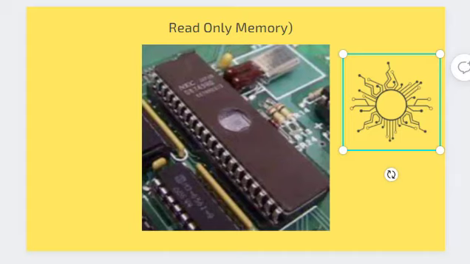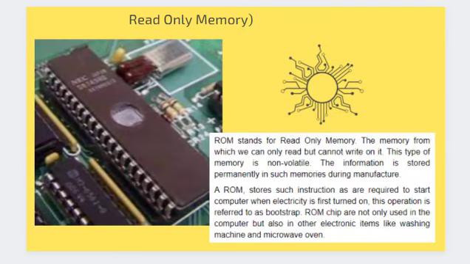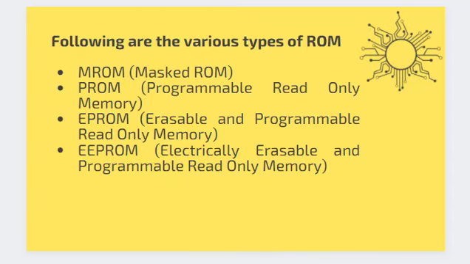ROM chips are not only used in computers but also in other electronic items like washing machines and microwave ovens. There are various types of ROM and these are the following. The first one is the MROM or masked ROM. Next is programmable read-only memory. Next is erasable and programmable read-only memory. And finally, electrically erasable and programmable read-only memory.